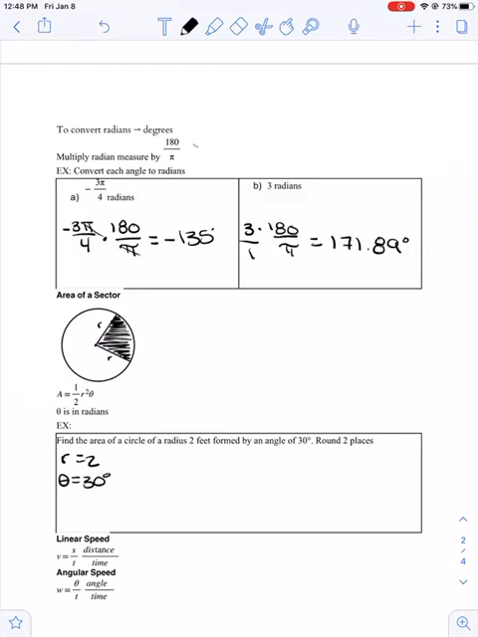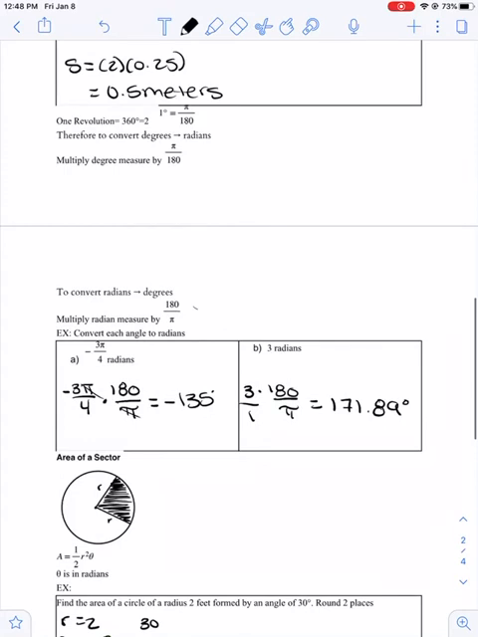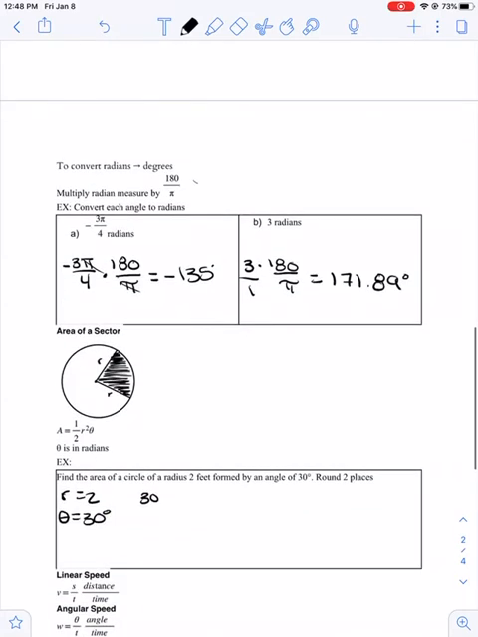Okay, so when you're doing this, though, your theta has to be in radians. So first we need to change 30 degrees to radians. How we do that is we're going to multiply by pi over 180 because we're going from degrees to radians. So 30 times pi over 180 equals theta. So that whole thing equals theta.